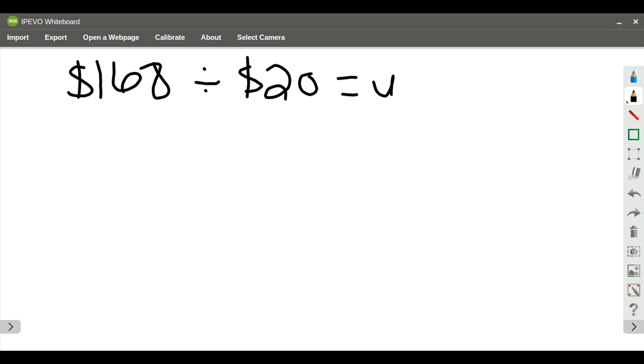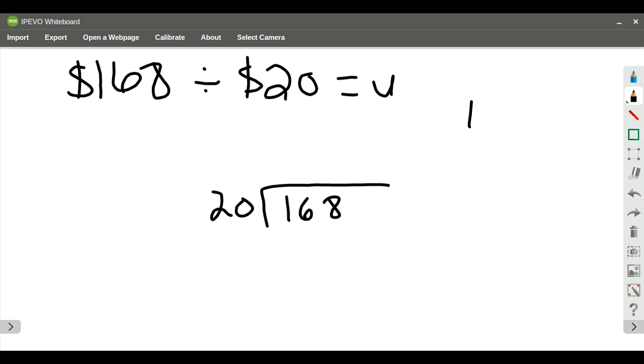So I'm going to go ahead and set this up in my box. I'm going to do 168 inside the box because it's the dividend. The dividend always goes inside the box. The divisor is $20. The $20 is going to go outside of the box. And then I'm going to take what I know. So I'm going to use my estimation strategy. I'm going to take 168, and I'm going to leave 20 alone because it's already a multiple of 10.